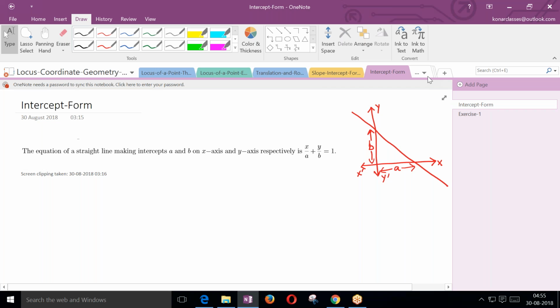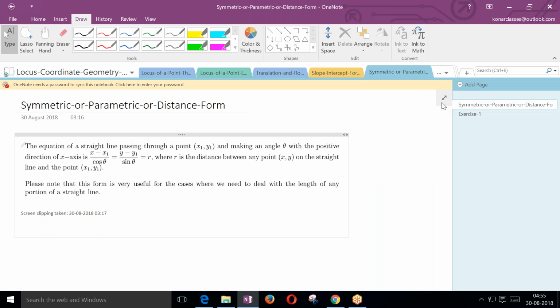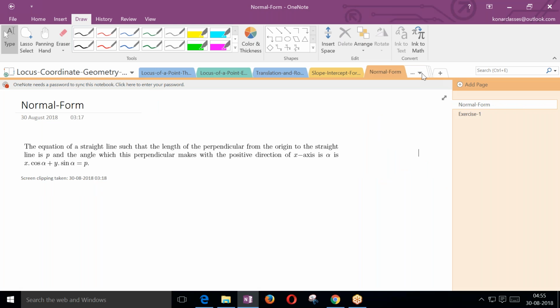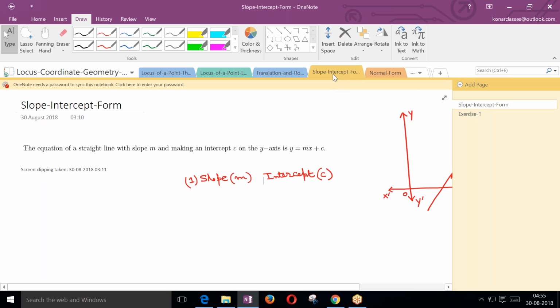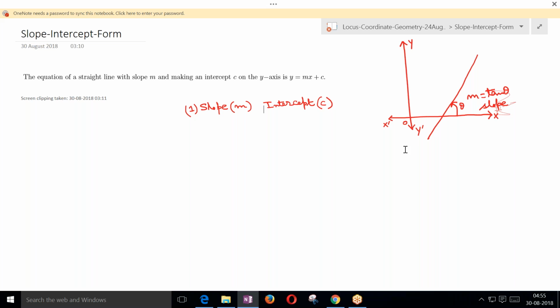Then we'll discuss a little advanced topic called symmetric or parametric distance form, and finally normal form. As we have another 5 minutes, let me discuss the slope intercept form today. What is slope intercept form? As I said, two pieces of information must be given to form the equation of a straight line. The slope intercept form tells something like this.